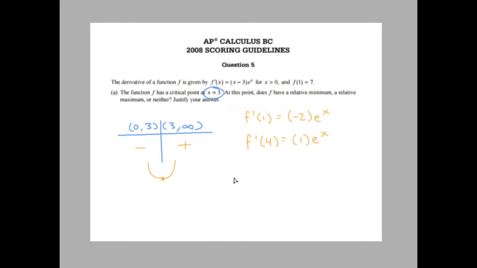So f has a relative minimum at the critical point x equals 3, because f prime of x changes sign from negative to positive. This explanation is important because we have to justify our answer.